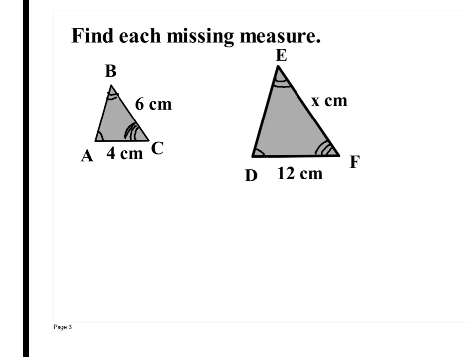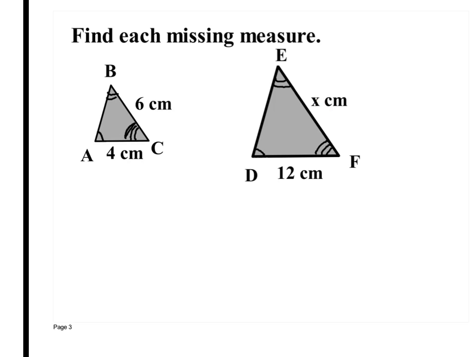Find each missing measure. Okay? This is what your homework's going to ask you. This is mostly what you're going to see on your homework. They're going to give you two shapes. In this case, these are triangles. And they're going to say, find the missing measure, which in this case would be X, right? I don't know what X is.